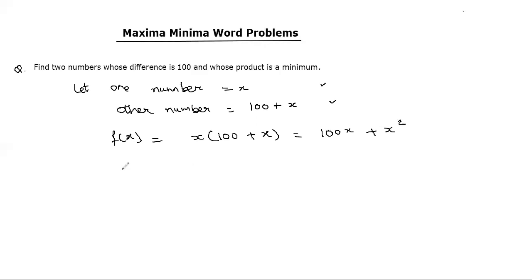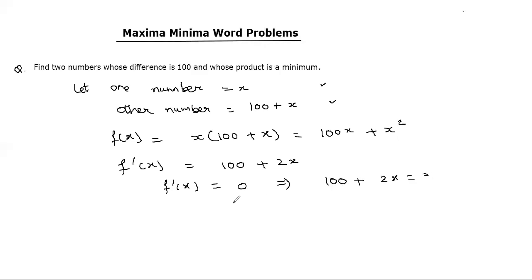Now if we follow the steps of minimization, the first derivative needs to be calculated to know the critical point. The first derivative is 100 plus 2x. Equating the first derivative to 0, following the first order condition, it makes it 100 plus 2x equals 0. That gives me x equals negative 50 as one of the critical points.